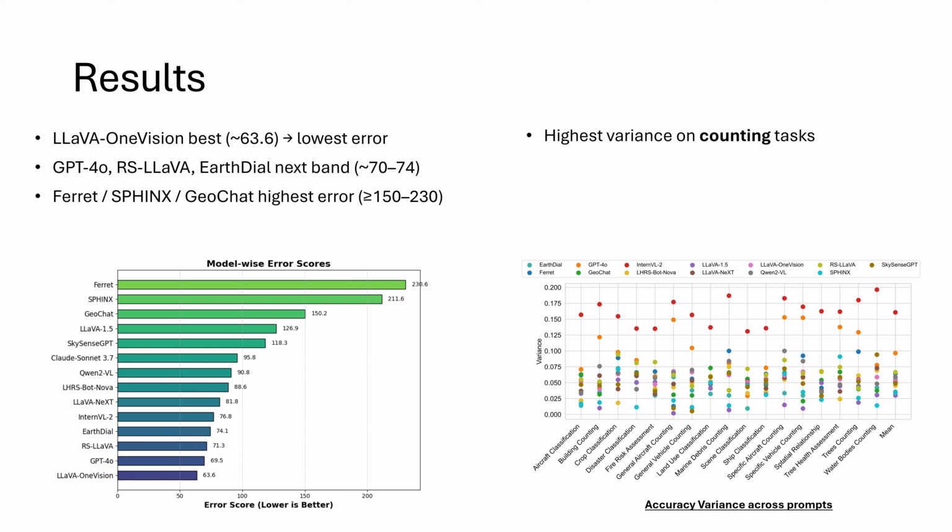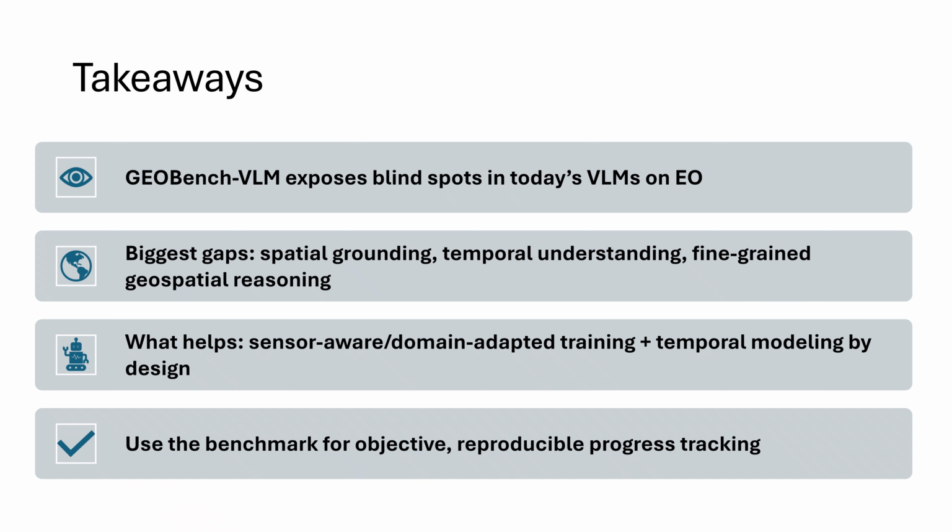On the regression side, LLaVA-1 Vision has the lowest aggregate error. The next band is GPT-4o, RS-LLaVA, and EarthDial around 70 to 74. At the other end, Ferret, Sphinx, and GeoChat accumulate the highest errors. On the right, we test 5 prompts per item. The largest variance appears on counting tasks.